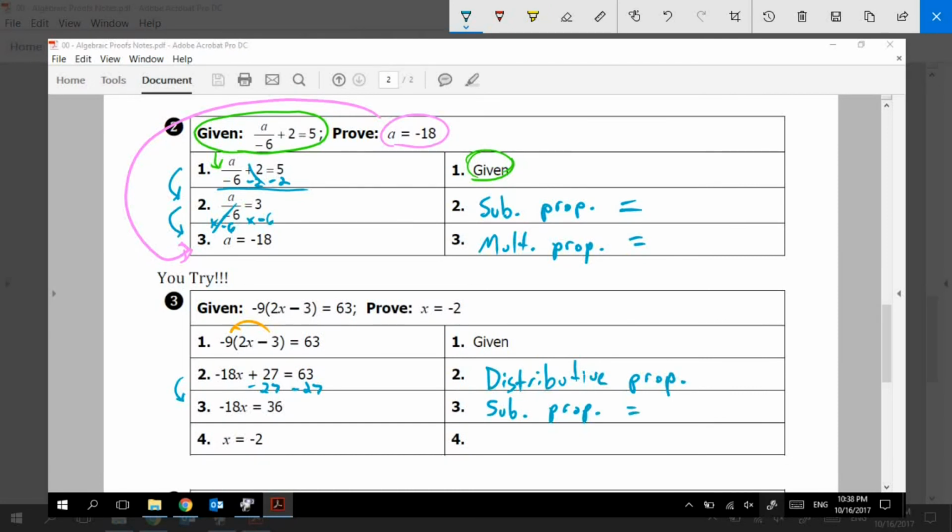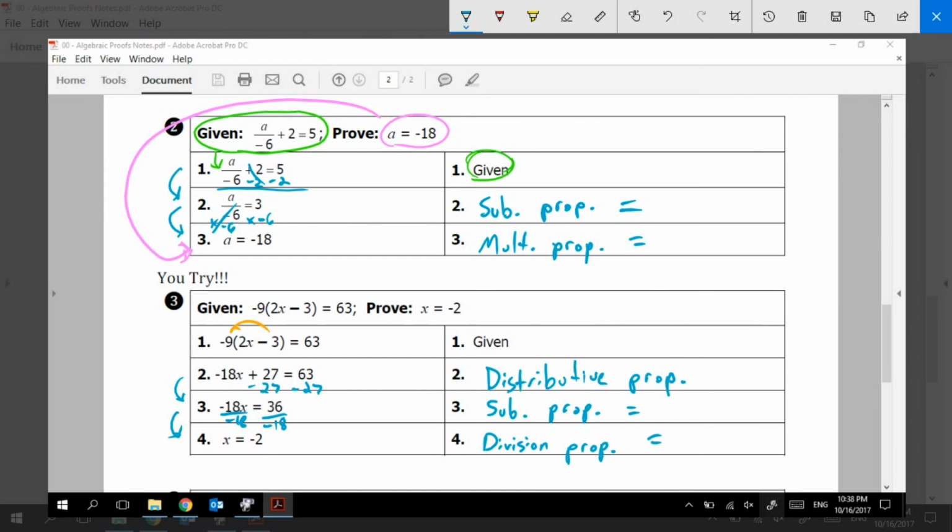And our final step, how do we go from 3 to 4? How do we prove this? We divide by -18 on both sides. And that gave us x equals -2. And we divided by -18 on both sides. So we used the division property of equality.